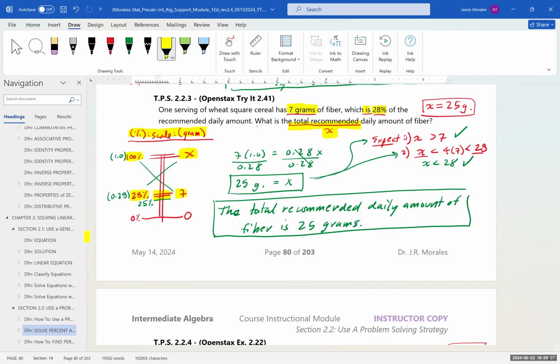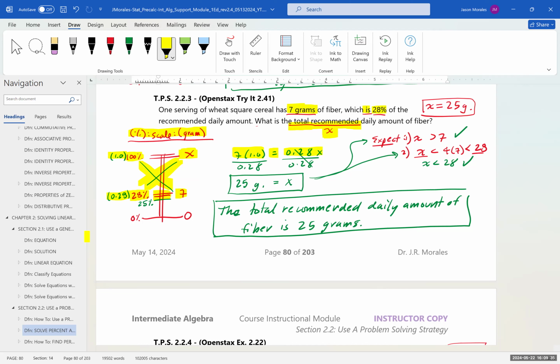The shortcut is to convert these percentages into fractional decimals and then just cross multiply. So 7 times 1 is equal to this cross multiplication of 0.28 times x. Divide both sides by 0.28. The 0.28's cancel, and we get x equals 25 grams.